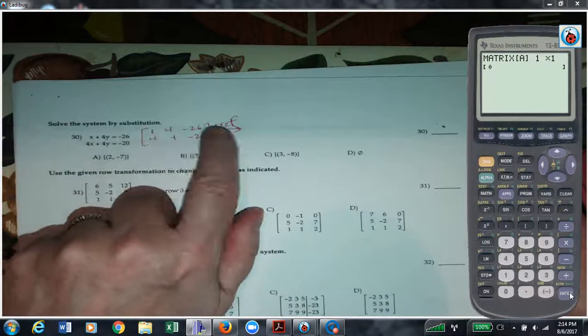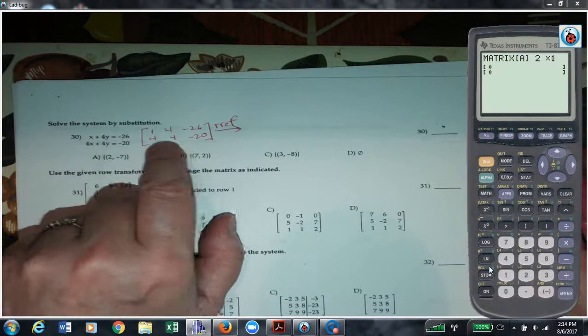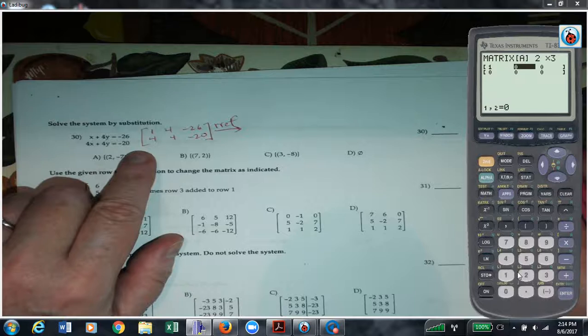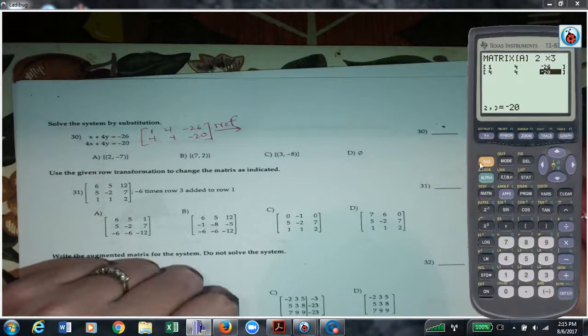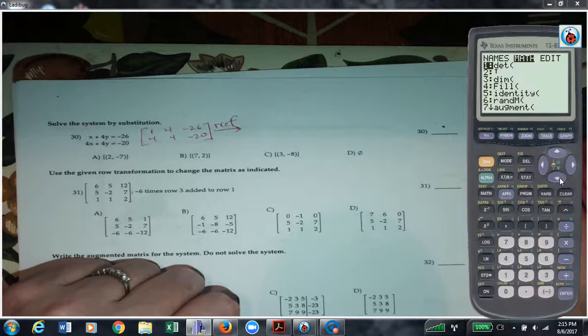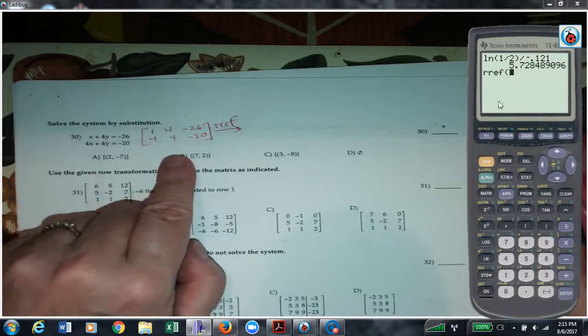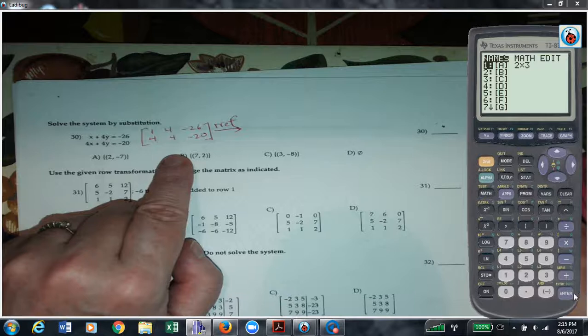So this has 1, 2 rows and 1, 2, 3 columns. So I've got 1, 4, negative 26, and the second row is 4, 4, negative 20. Enter. Then I have to get out. I have to get back into the matrix menu, go to Math, and go down till I find rref. I'm back on the main view screen. I have to tell it what matrix do you want me to do rref with. The matrix that I defined is A. So under names, I just have A there. Okay.